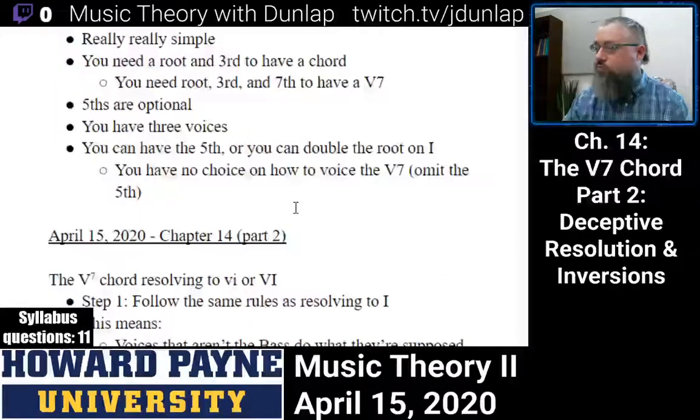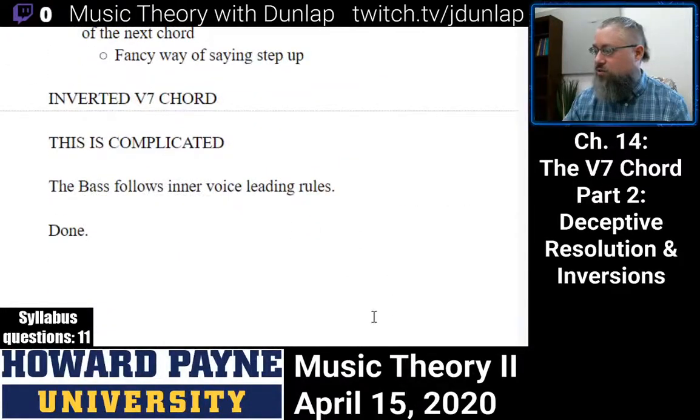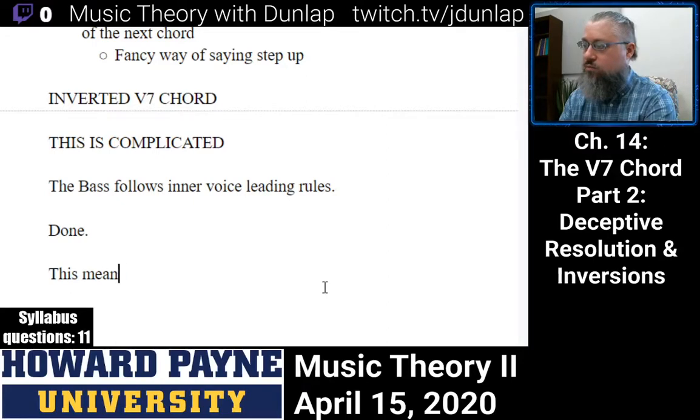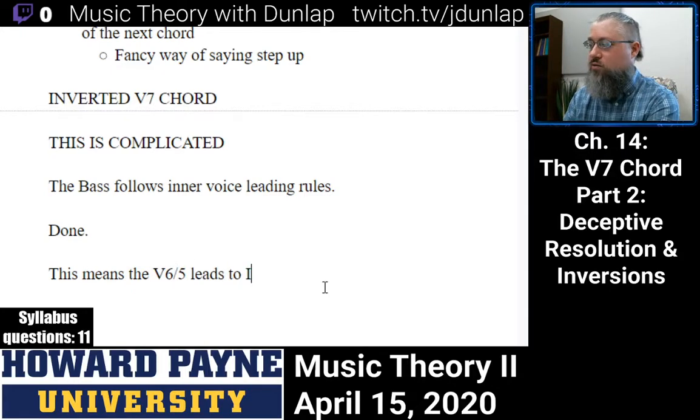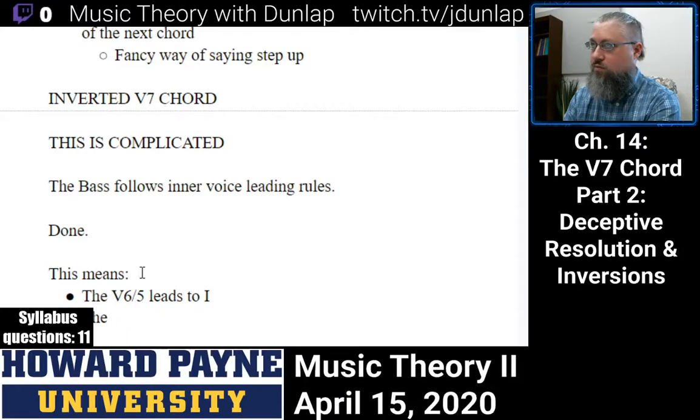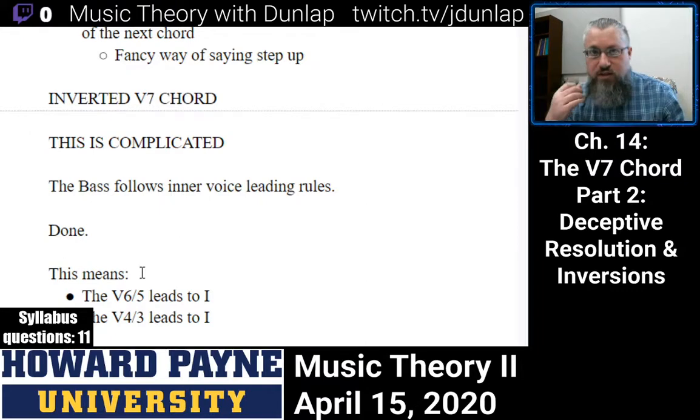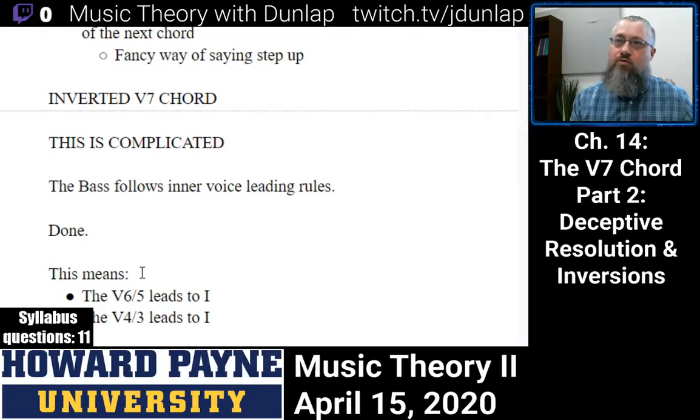That means this means the 5/6/5 leads to 1. The 5/4/3 leads to 1. Because in the 5/6/5, we're inverted one time. So the third is in the bass. It leads up to 1. In the 5/4/3, we're inverted twice. So that's the fifth of the chord in the bass. Leads downward a step to 1.